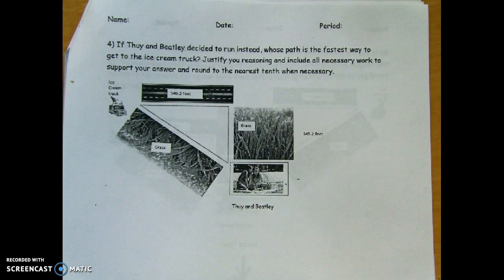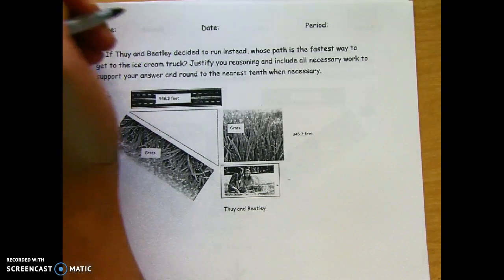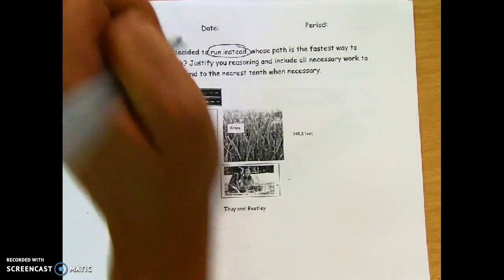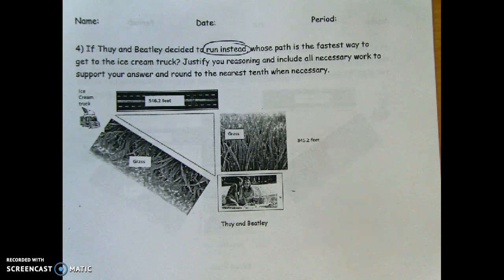So this is number 4 in the performance test. Make sure you've read it to yourself, but basically it's asking you if Twee and Beatley decide to run instead, whose route's going to be fastest? So there's a couple of pieces of information that we need to make sure we log.